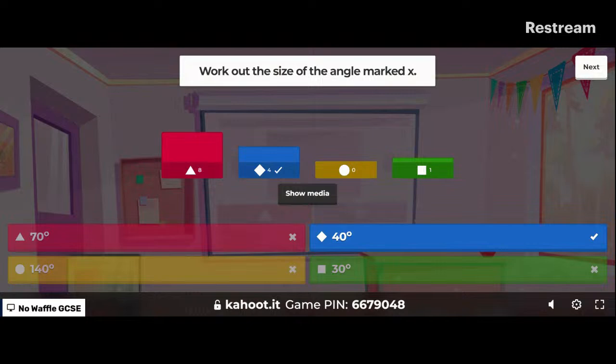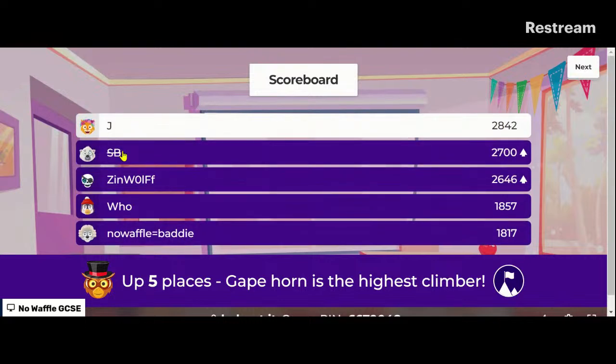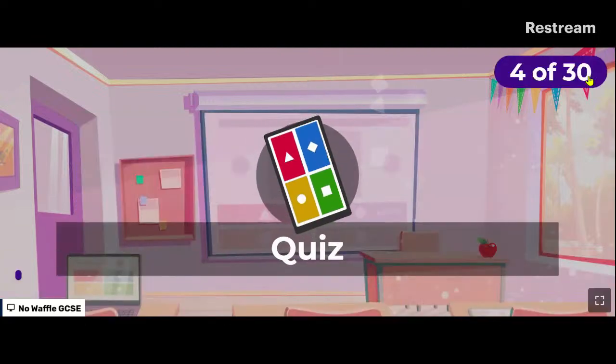Wow. Whoever is FFF, you're doing amazing. Streak answer of 5 correct answers in a row. Let's see if anyone can beat that with more than 5 in a row. Chidima's still at the top. Keep it going. For this next game, Jay at the top, SB second, Zin Wolf third, Who fourth, No Wolf was a baddie at fifth.